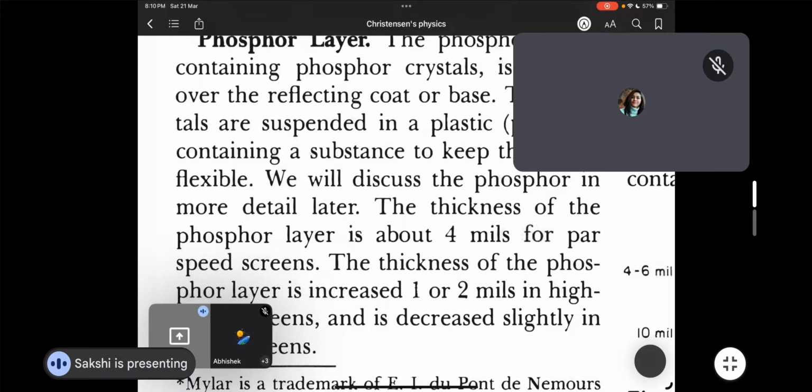Thickness again is important for phosphor, especially for phosphor. You have to keep the thickness in mind. That is 4 mils for par speed screens. This whole line you have to write down somewhere.